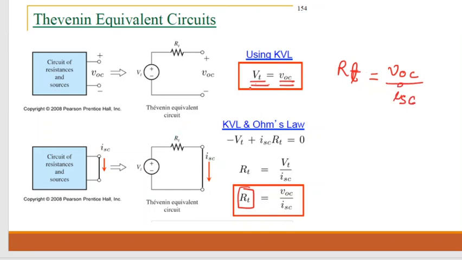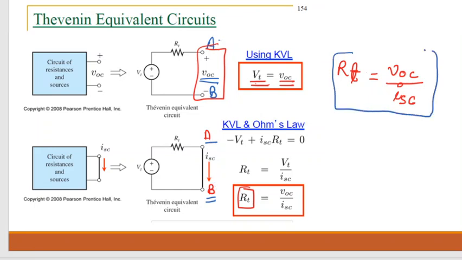This is the open circuit voltage, and if we connect a plain wire across the load terminal and calculate the current across it, that would be the short circuit current. So from these points, suppose A and B, VOC will be calculated, and from these points only ISC will be calculated. So RT is VOC divided by ISC. Clear?